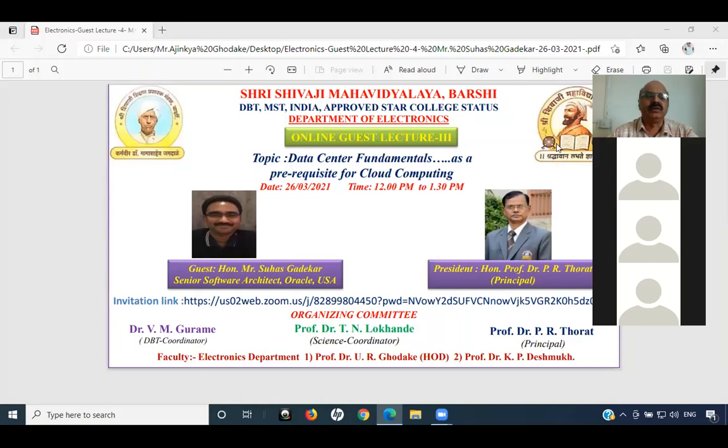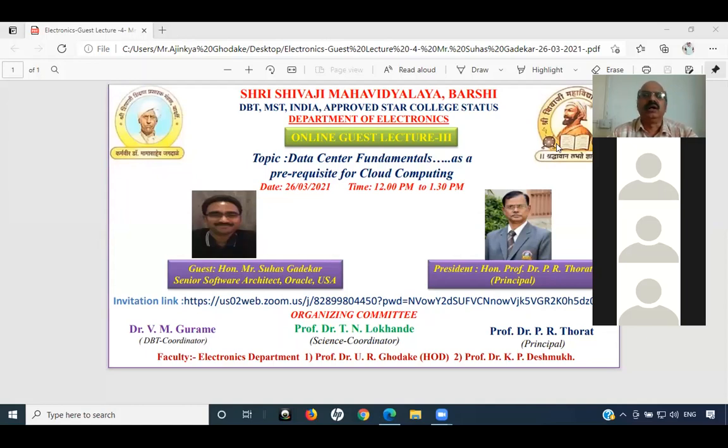This is the banner which we have designed. I am happy to tell you that Sri Shivaji Mahavidyalaya Barshi has received a grant of rupees almost 1 crore and 89 lakh under the DBT Star College scheme. We ran this scheme for 3 years, and after 3 years our college was selected for DBT Star College status. So after the scheme we have received one another key achievement, that is the DBT Star College status, which is very honorable for our institute, because it is the only college in the Solapur University which has received this status. So we all should be happy.